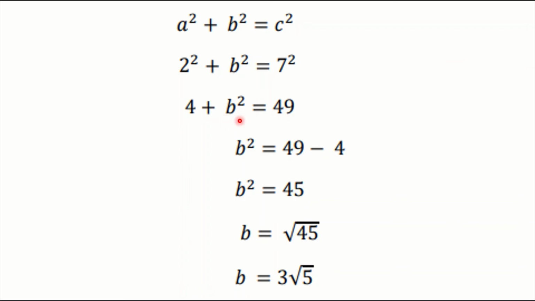So, b squared, transpose natin yung 4 sa kabila, magiging 49 minus 4. 49 minus 4 is 45. So, i-extract natin siya ulit. Magiging square root of 45. And the factor of 45, because 45 is not a perfect square, is 9 times 5. So, kung 9 times 5, yung 9 is perfect square, ilalabas natin siya. So, it will become 3 square root of 5.